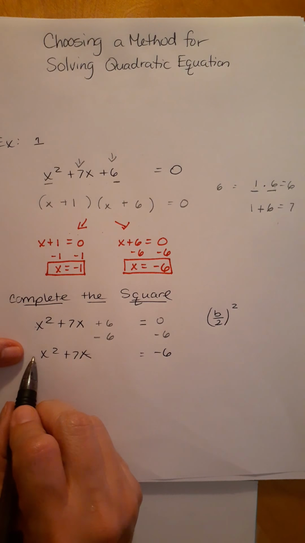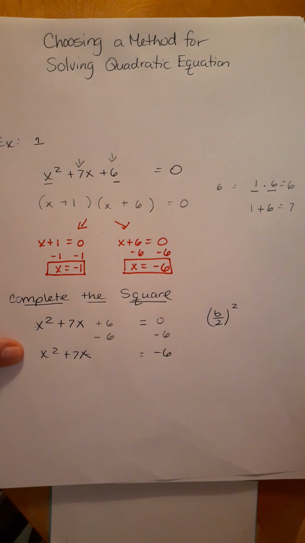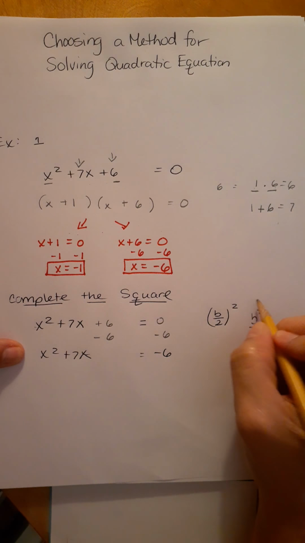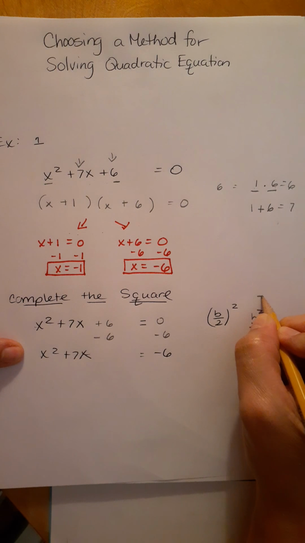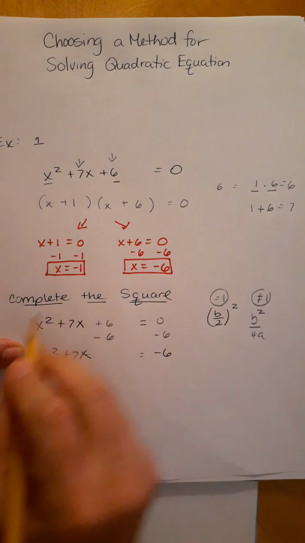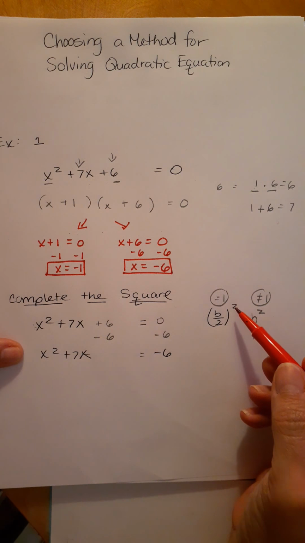If that leading coefficient was something that's not 1, it would be something slightly different. It would actually be b squared over 4a. This is when that coefficient is not equal to 1, and this is when it's equal to 1. This is equal to 1. So we're going to go ahead and take b divided by 2 squared.